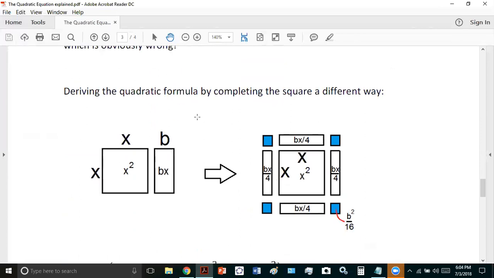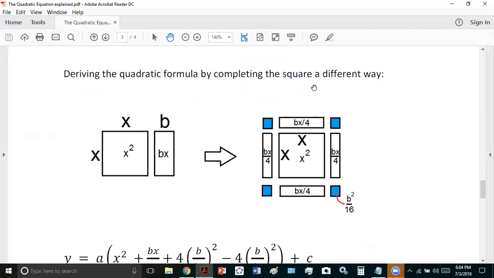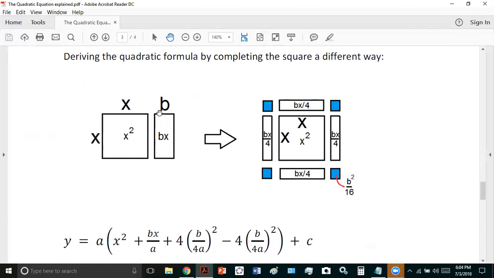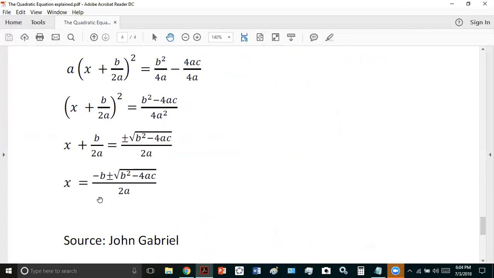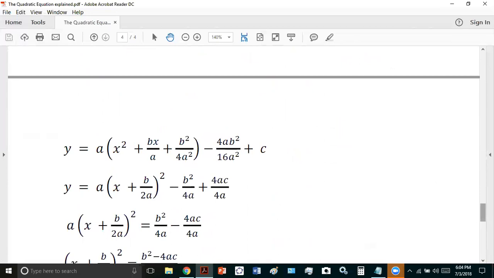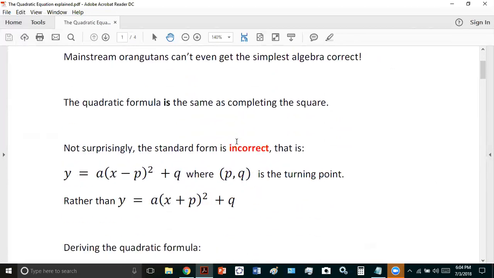Now you can also derive the quadratic formula by completing the square in a different way. For example, instead of dividing this area bx by 2, you can divide it into 4 equal parts and then arrange those areas on each side of the square. To complete the square, you'd need 4 little squares, which actually have the area b squared over 16. But because there are 4 of them, it's the same as b squared over 4, right? Makes sense? And of course, I'll show you the derivation when you do it that way, and you get exactly the same formula.